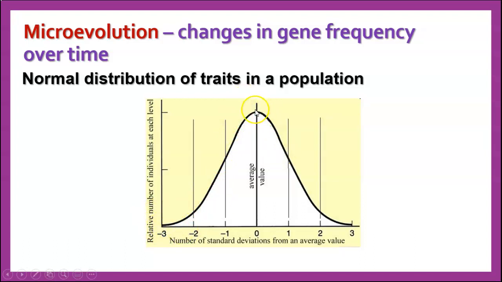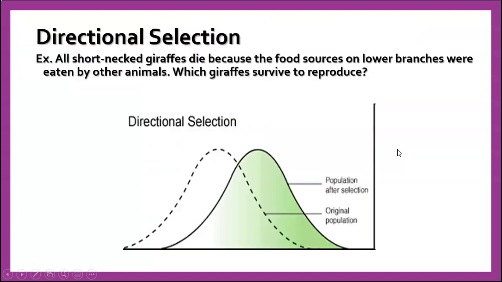like for instance, if this was medium skin color, there'd be very, very few that are very, very light, and very few that are very, very dark. But then as you move closer to the average, there were more and more individuals that were closer to the average value. So we're going to look at some examples of how that might change when conditions change in the environment. So there's something called directional selection.